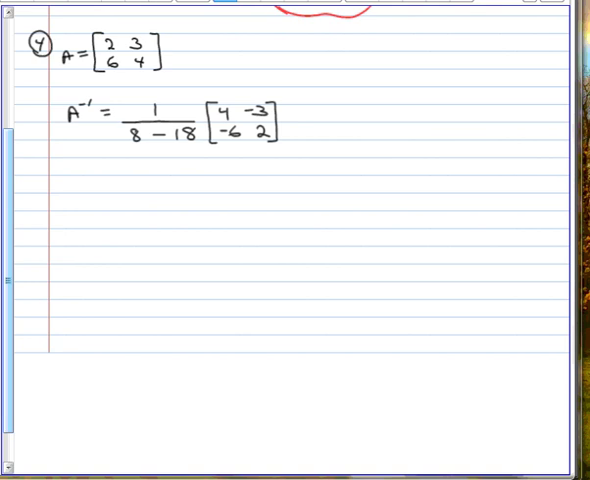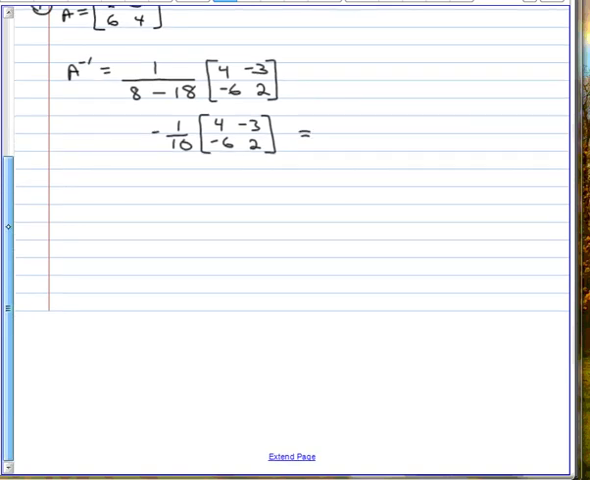So what fraction do we have in front? Negative 1/10 times this matrix. Do you see? Yep. So I need to distribute that in. It's really just called scalar multiplication. Negative 4/10, what does that reduce to? Negative 2/5.